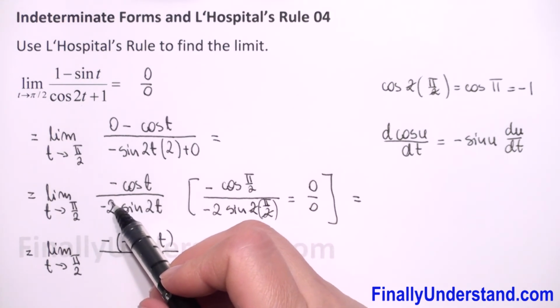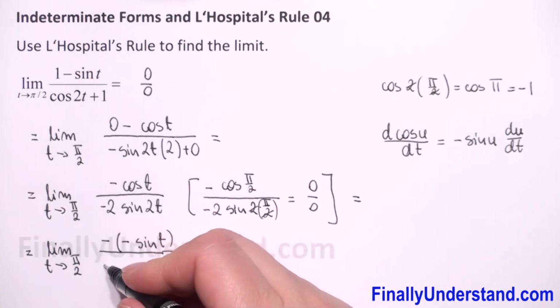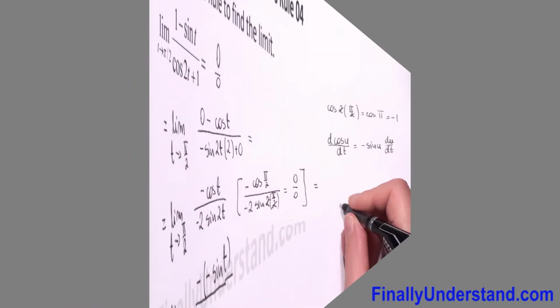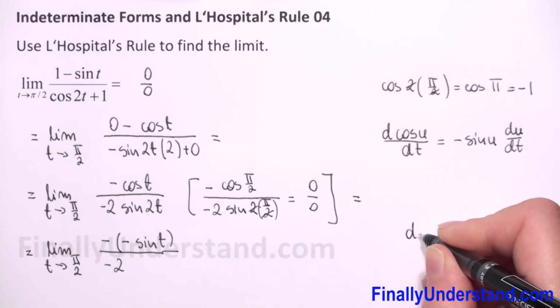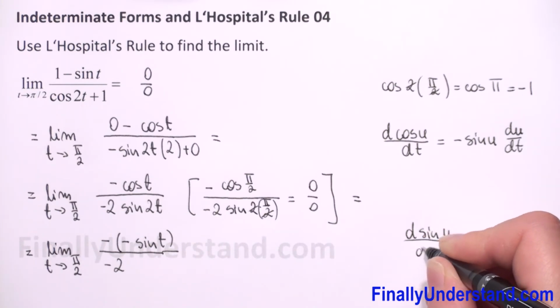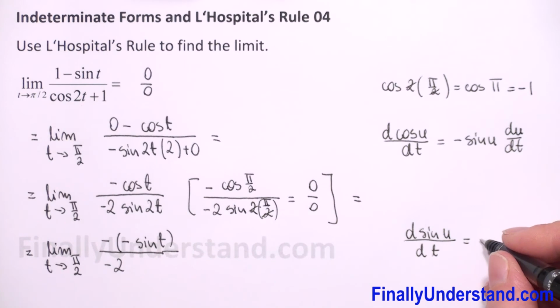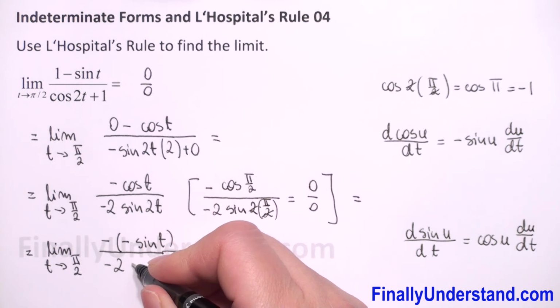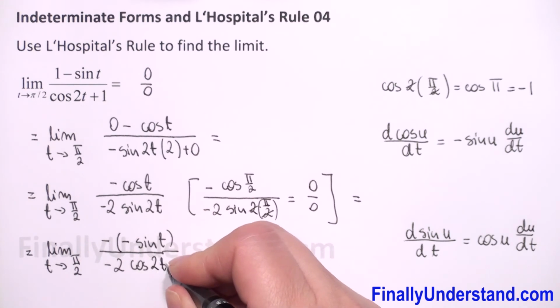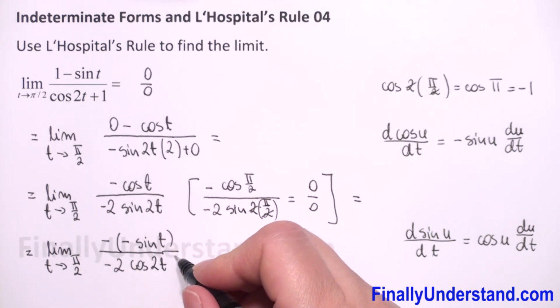Like always, when we have a constant we have to copy this constant. And now we have to find the derivative of sine of 2t. To find the derivative, we will use the formula d of sine of u over dt is equal to the derivative of sine, which is cosine of u, times du over dt. So we have cosine of 2t, in our case u is equal to 2t, times the derivative of 2t, which is 2.